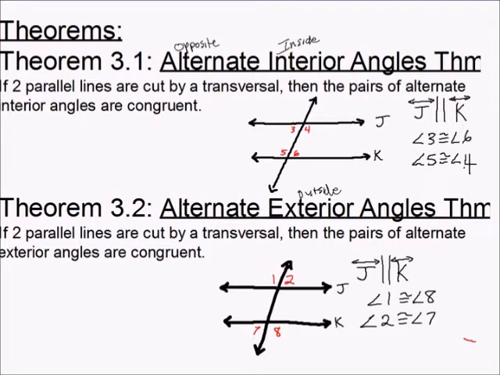So I have here 3 and 6. 3 and 6 are on opposite sides, and they're on the inside of your two lines. 4 and 5, they are on opposite sides, and they're on the inside. Likewise with alternate exterior. 1 and 8 are on opposite sides, and they're outside. 2 and 7, they're outside and on opposite sides. Next slide.